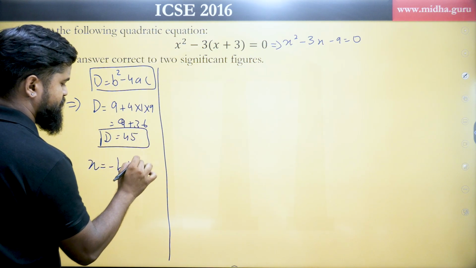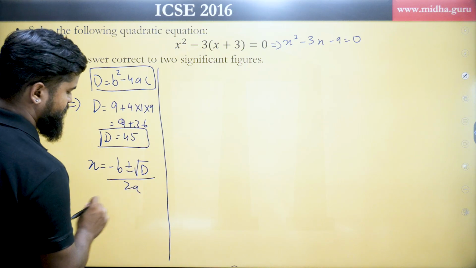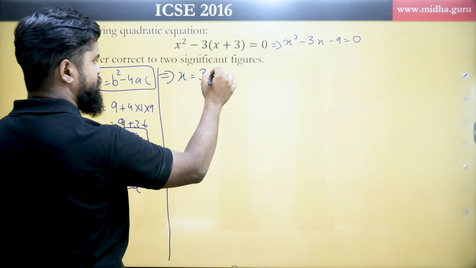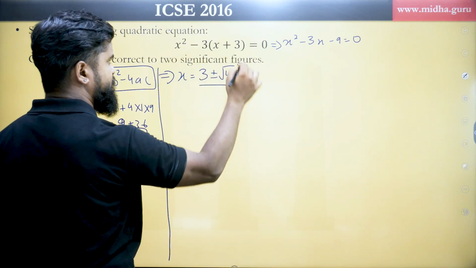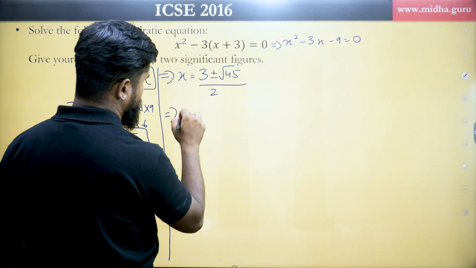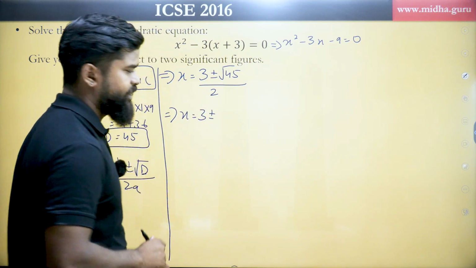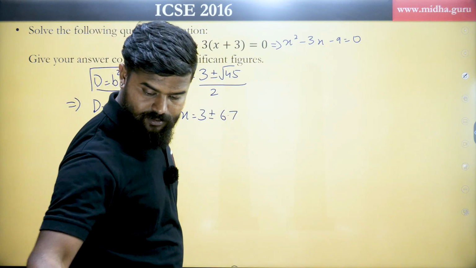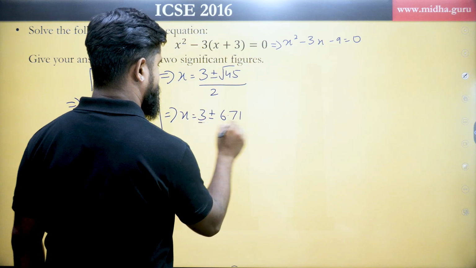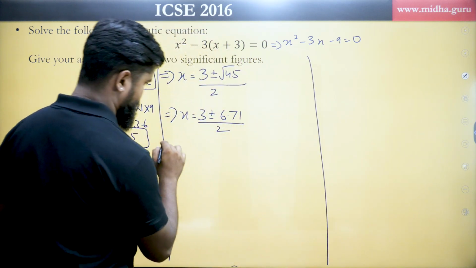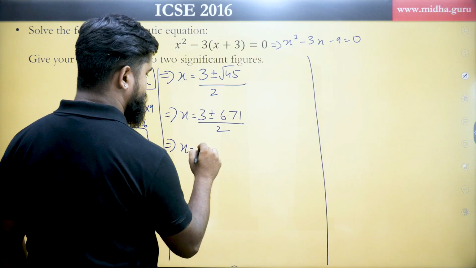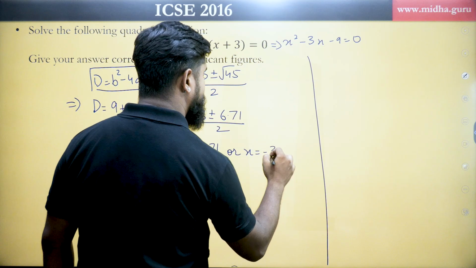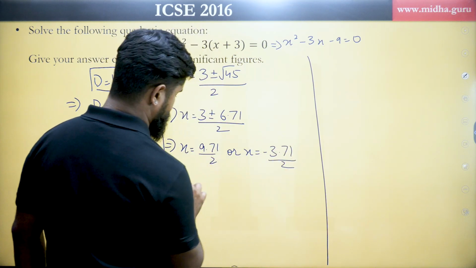X will be equal to minus b plus or minus the root of the discriminant by 2a, which we can write as x is equal to minus of b becoming plus 3 plus or minus the root of 45 divided by twice of a, that is 2. So you have x is equal to 3 plus or minus. Now again for 45, go back to the square root tables, and I get 6.71 divided by 2. So either x will be equal to 3 plus 6.71, which is 9.71 by 2, or x is equal to 3 minus 6.71, which is equal to minus 3.71 by 2.